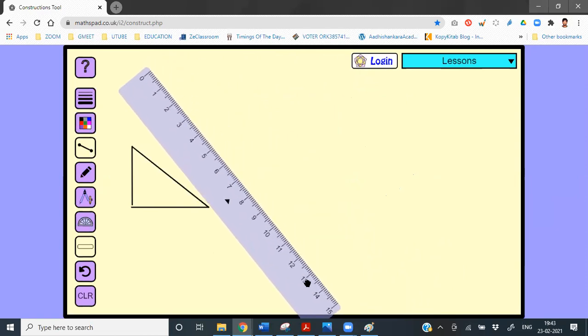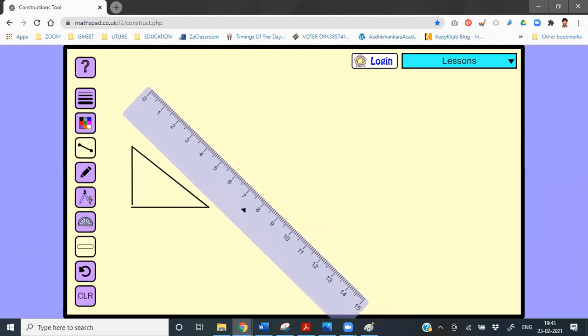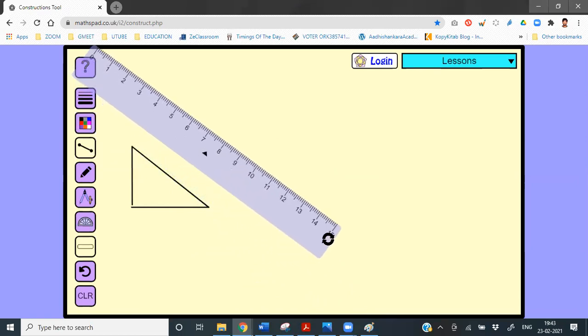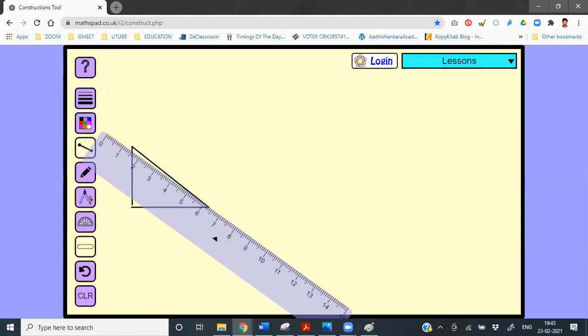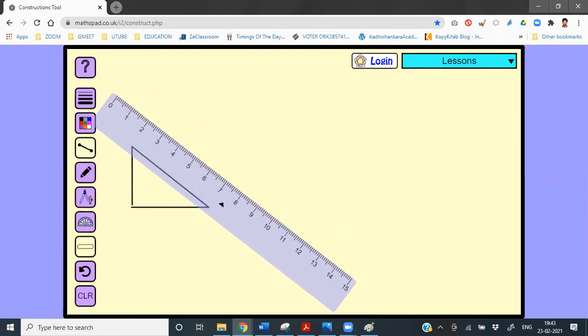Hariharan? Sir, 5. Excellent. Can you tell me how you are getting that? Using Pythagoras theorem. Excellent. So what it's saying, guys? Last class only we learned triangle.